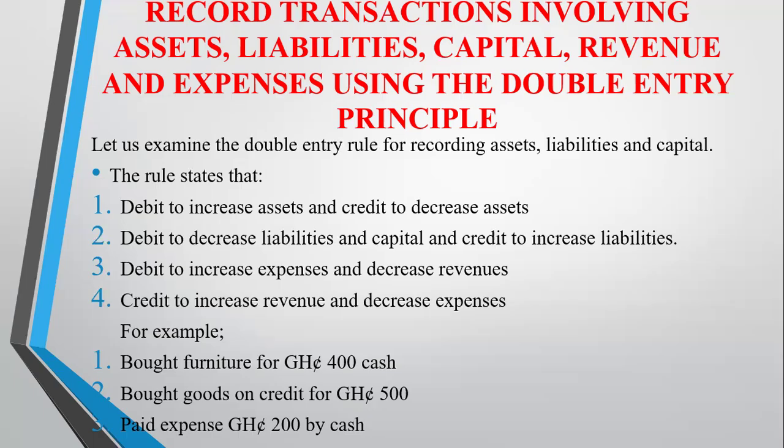And the last one is pay the expenses 200 cedis by cash. Pay the expenses. So the accounts involved here are the expenses account and the cash account. You ask yourself who is giving and who is receiving. If they are going to pay expenses, we are going to take money from cash and give it to expenses. Here, cash is what's giving, the expenses is what's receiving.